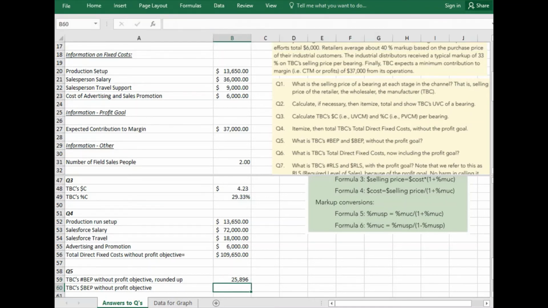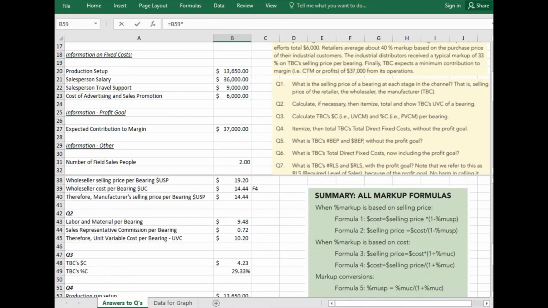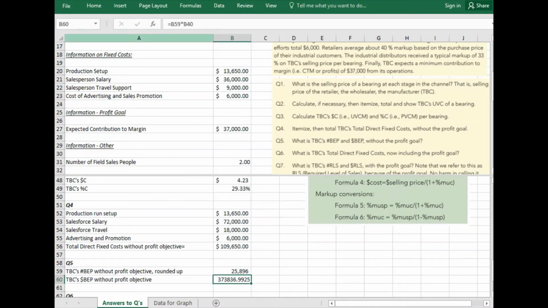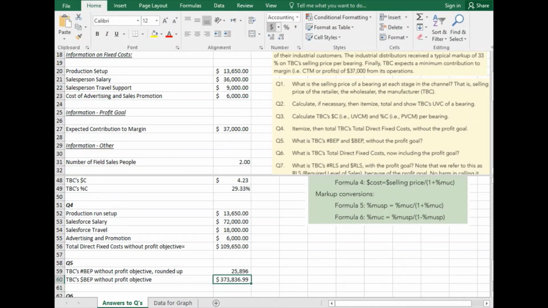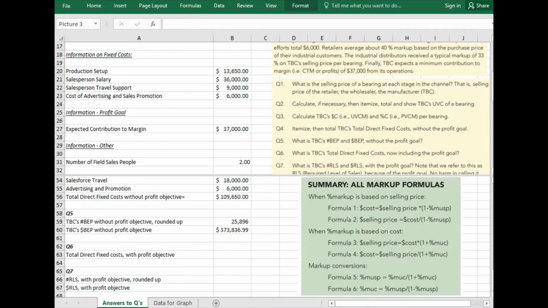So we can't sell part of a bearing. So now we can get rid of those decimals because we have whole bearings that we're selling. And then clearly all we have to do here is take the number of units at break-even and multiply it times the sales price. And Texas Bearing is selling those for $14.44 each. So we just multiply those. We need to make that a dollar sign because this is revenue. And there we go. $373,836.99 is our break-even revenue. That means we're making no money. We're just covering our costs.